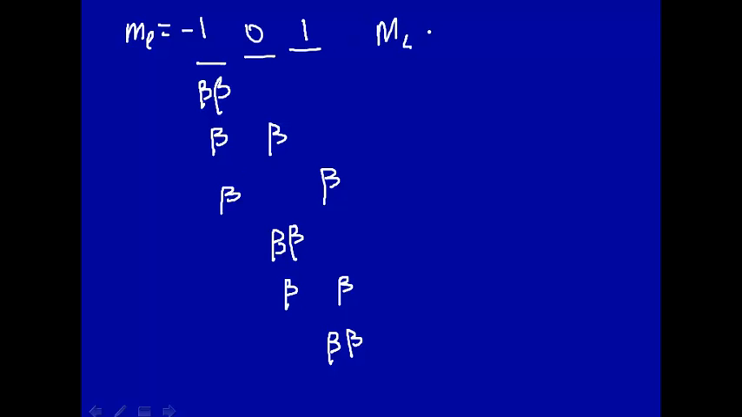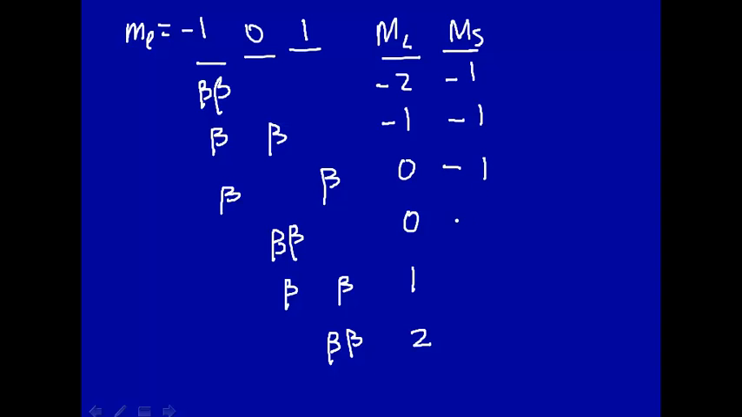Let's count up M sub L and M sub S for each one of these combinations. M sub L, minus 2. Here's minus 1. Here's 0. That's also 0. 0 plus 1 is 1, and 1 plus 1 is 2. M sub s, as we're both pointing down, M sub s will be minus 1 for all of these.